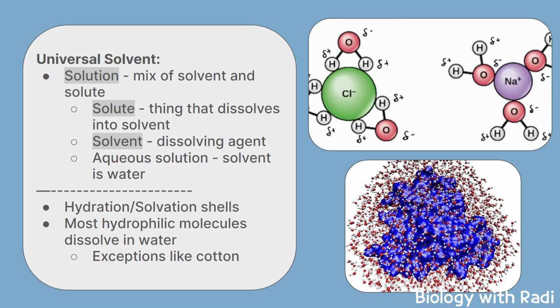Water can hence dissolve almost all types of hydrophilic or polar molecules, with some exceptions like cotton, which is a large polar molecule consisting of dense networks of a carbohydrate called cellulose. Hydrophobic substances like oil are obviously not dissolvable in water, but in the end, we label water as a universal solvent because even with all the exceptions, it can still dissolve a variety of things.